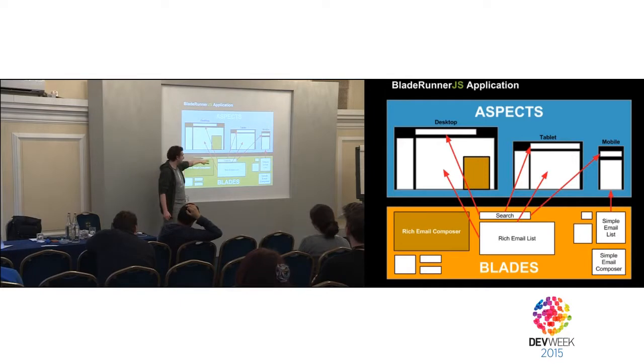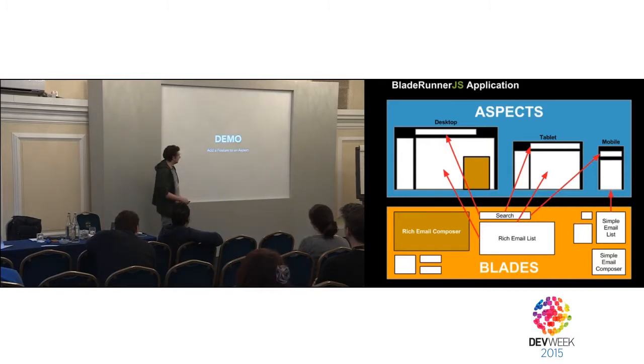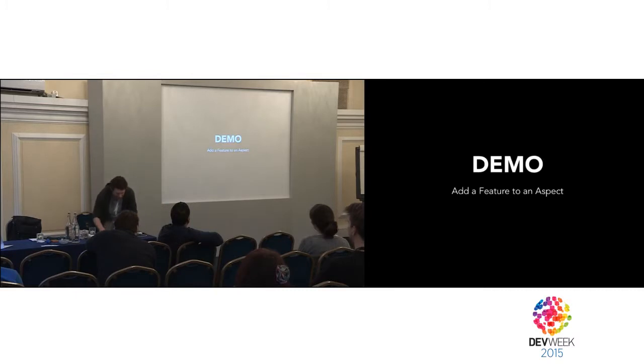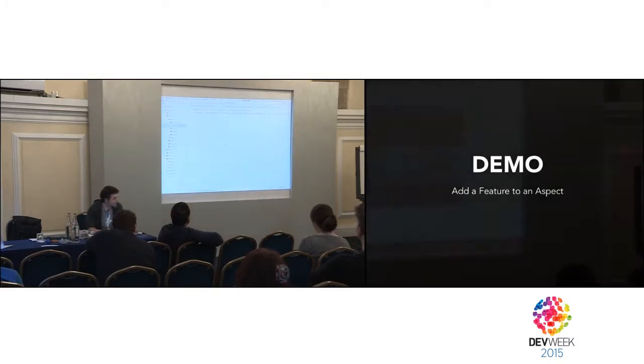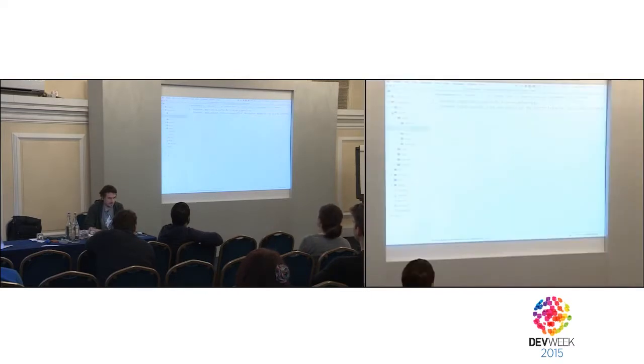But you might want to still use the same search feature across these multiple aspects. So you include it in the desktop, the tablet, and the mobile. So each of these has their own entry point into the application, an index.html, and you just simply include them. So the demo here is really simple. So if I look at the DevWeek, down here you'll just see in DevWeek I've got an index.html.